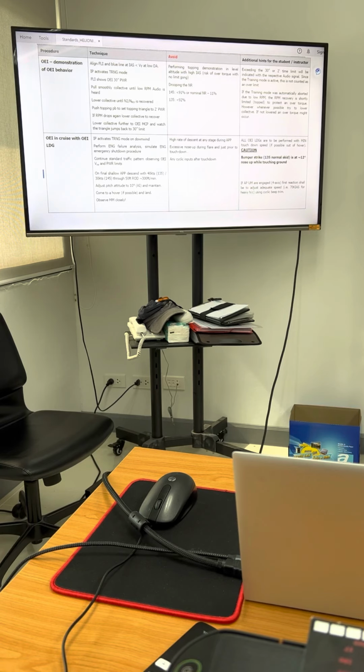Push the stopping button to set the stopping triangle to 2-minute power. If RPM drops again, lower collective to recover. Lower collective further to OEI MCP and watch the triangle jump back to the 30 second limits.